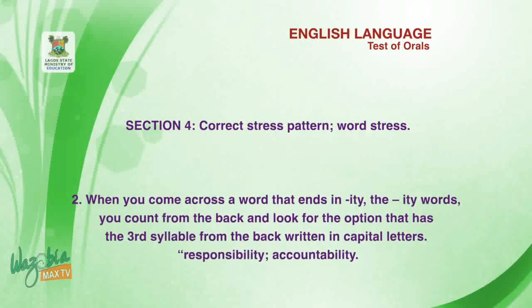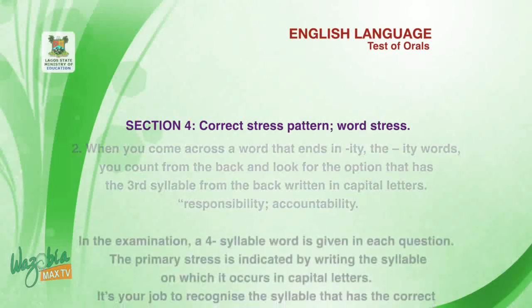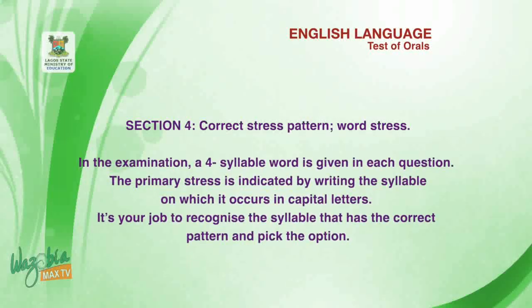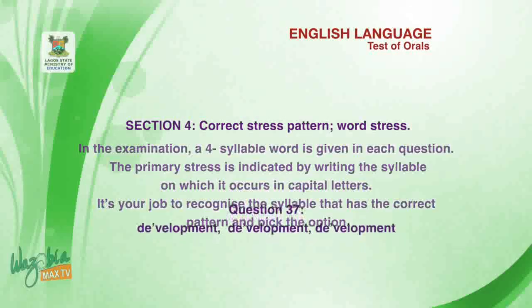2, when you come across a word that ends in I-T-Y, you count from the back and look for the option that has the third syllable from the back written in capital letters. Responsibility, accountability. In the examination, a 4-syllable word is given in each question. The primary stress is indicated by writing the syllable on which it occurs in capital letters. It's your job to recognize the syllable that has the correct pattern and pick the option.